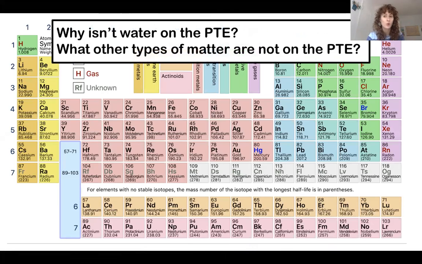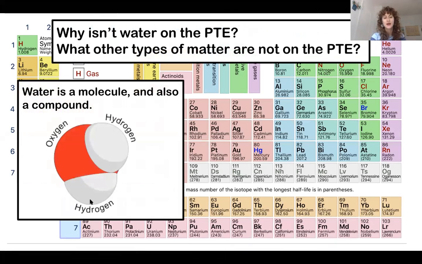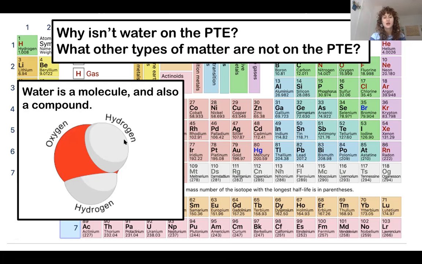So the substance water is not found anywhere on the periodic table. Lots of other things you might know of, like plastic, air, glass, they're also not found on the periodic table, because those are not elements. Water is a molecule and also a compound. So this is what water looks like. So water has two elements in it. It has hydrogen, which is here, and it has oxygen, which is over here.